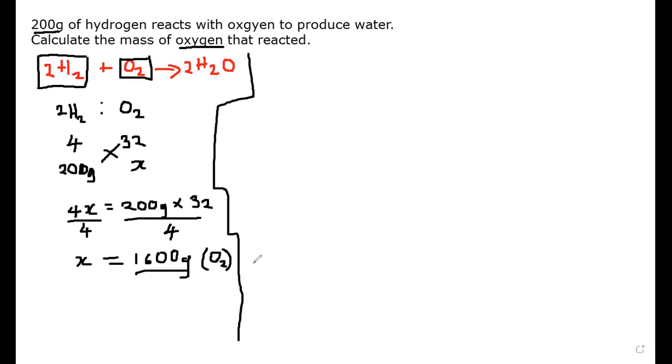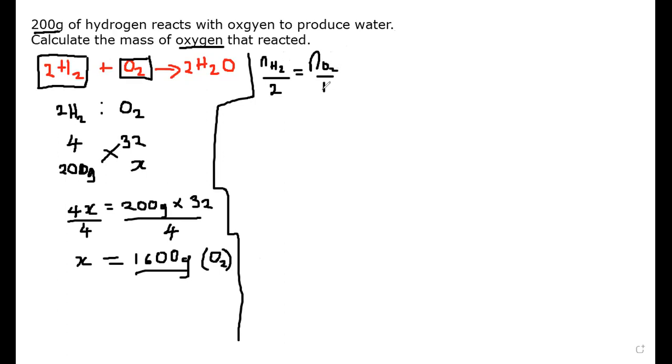So according to the stoichiometric relationship, according to the law, we say the number of moles of hydrogen divided by its coefficient, which is 2, is equal to the number of moles of oxygen divided by the coefficient, which is 1.